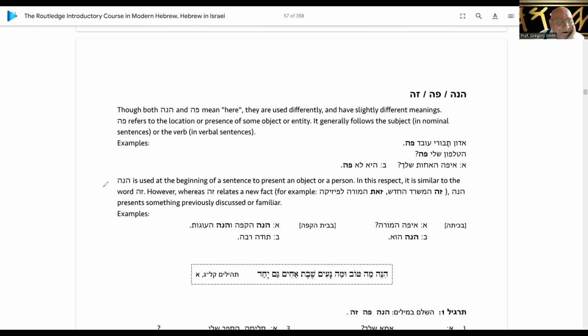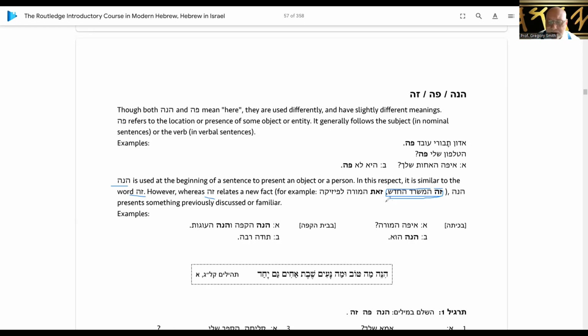Okay, so I'm almost certain this is hine, is used at the beginning of a sentence to present an object or a person. In this respect, it is similar to the word zeh. However, whereas zeh relates to a new fact, for example, zeh Hamisrad Hahadash. So this is the new apartment. I think Misrad is apartment. Oh, it's office. That's right. זה המשרד החדש. So this is the new office.